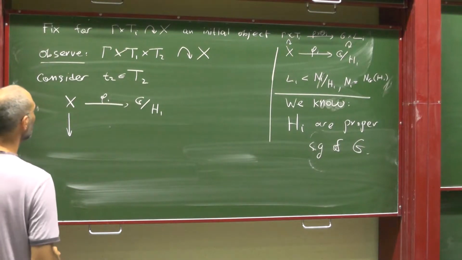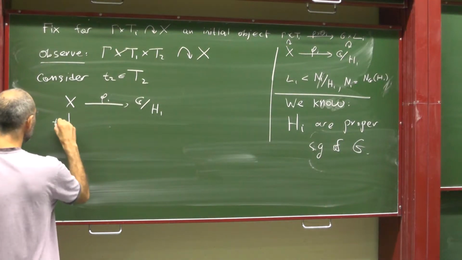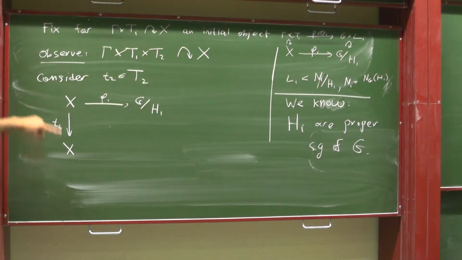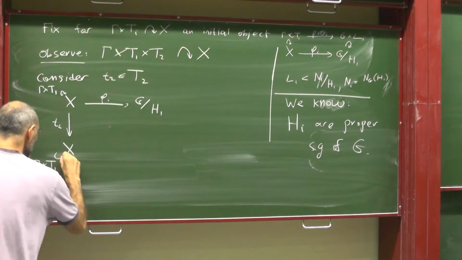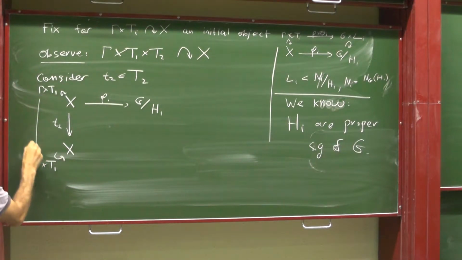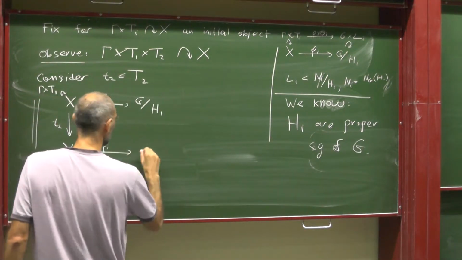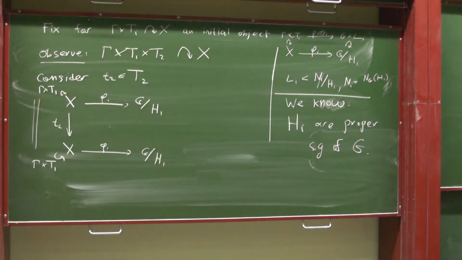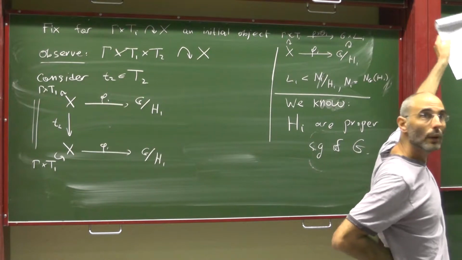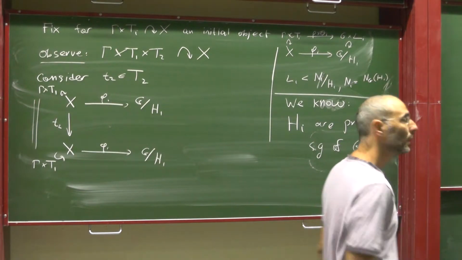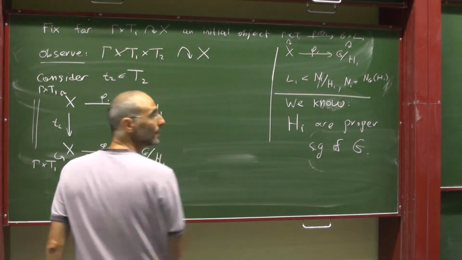Now let me take T2 and think of it as an automorphism of the gamma times T1 space X. Maybe I should emphasize the difference. This is an automorphism of the gamma times T1 space X. And let me apply again the same map Phi1. And that theorem, in the background of it, using weak mixing, etc., gives me the existence of this arrow.